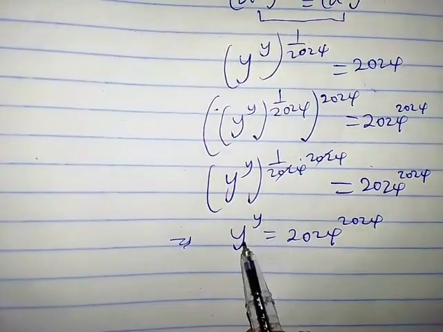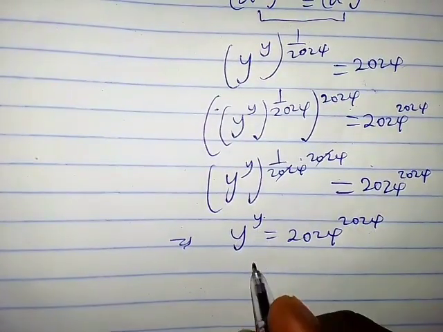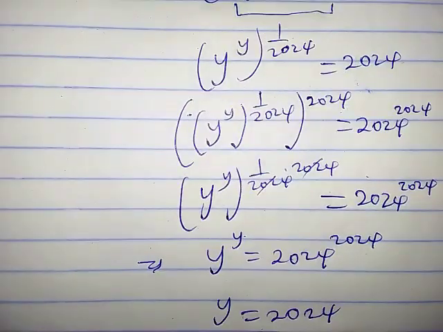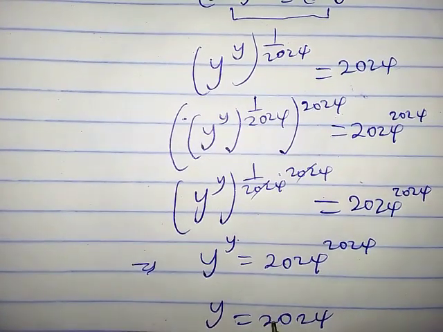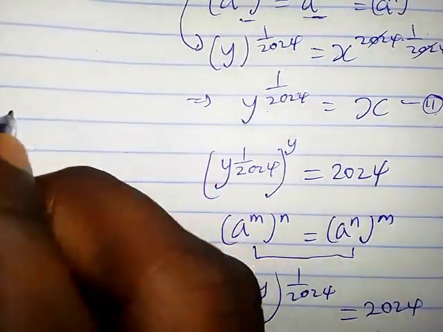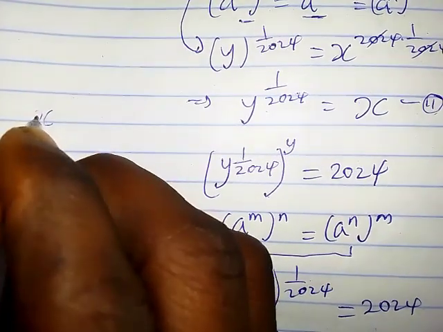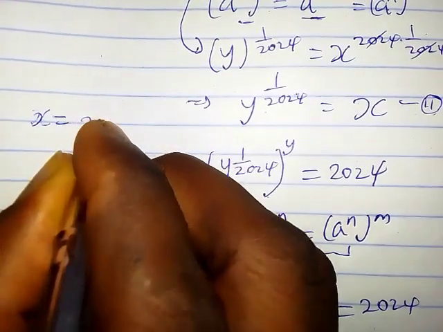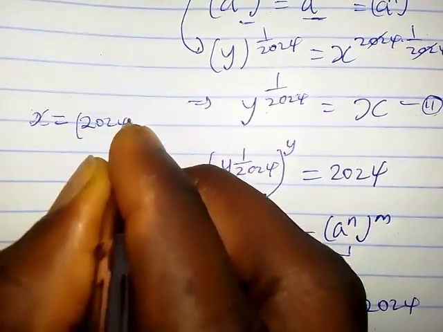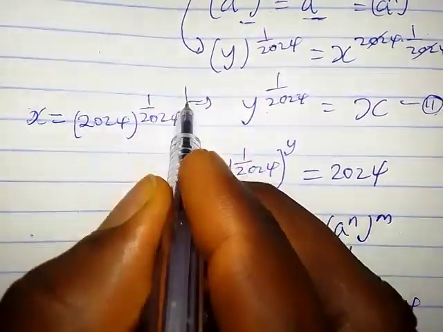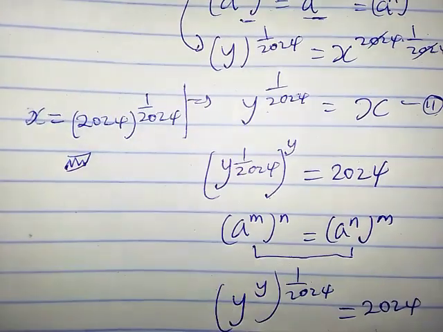Since the base is the same as the exponent, likewise on the right hand side, we can now claim that y equals 2024. Now, since y equals 2024, to obtain the value of x we are going to plug the value of y that we obtained here into equation 2. So this gives x equals, what is y? 2024, in brackets, raised to power 1 over 2024. So this is the value of x that is required. So that's it. Thanks for watching.